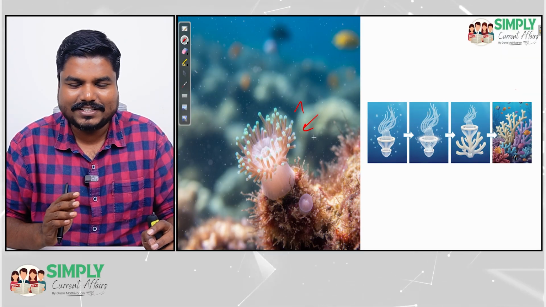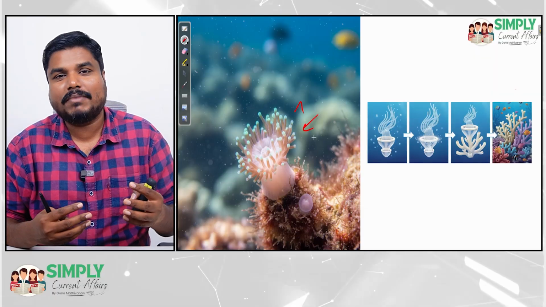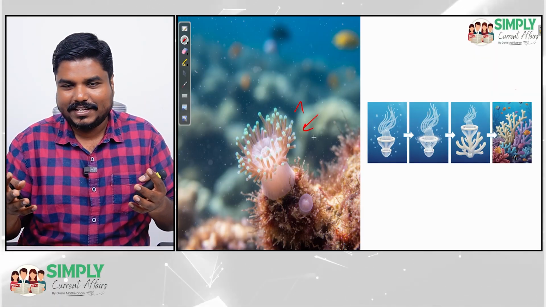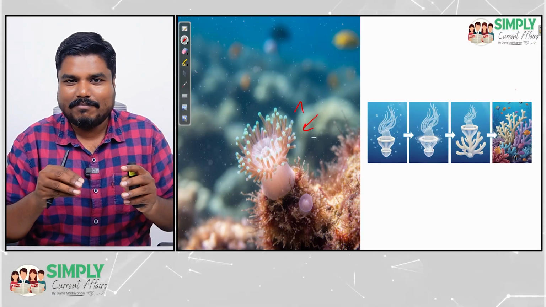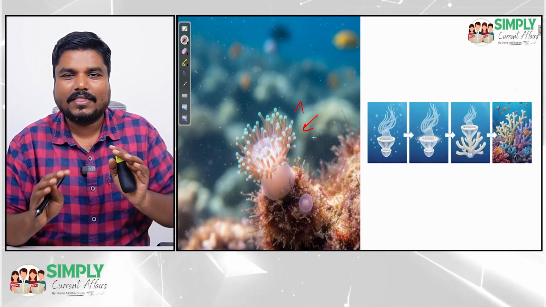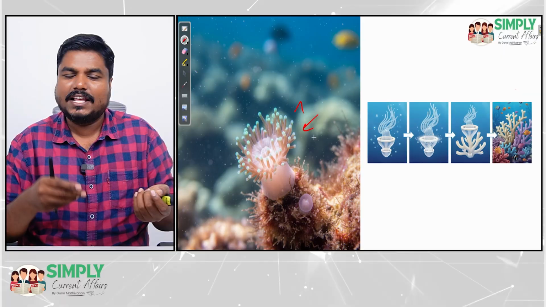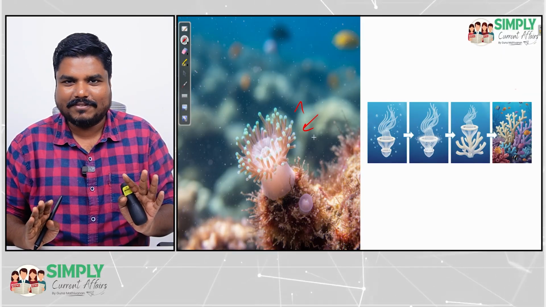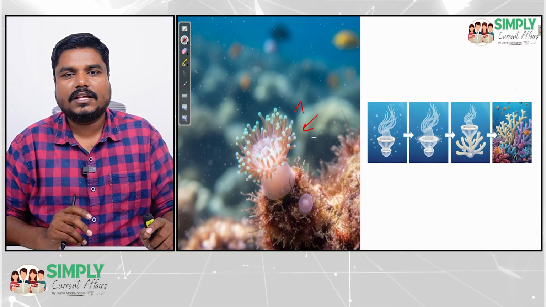Just imagine a very big apartment. In an apartment, in a flat system, you will have hundreds of families. The hundreds of families are the individual polyps. The apartment is the hard structure. Even if an individual family dies, the hard structure will remain. Keep that in mind.